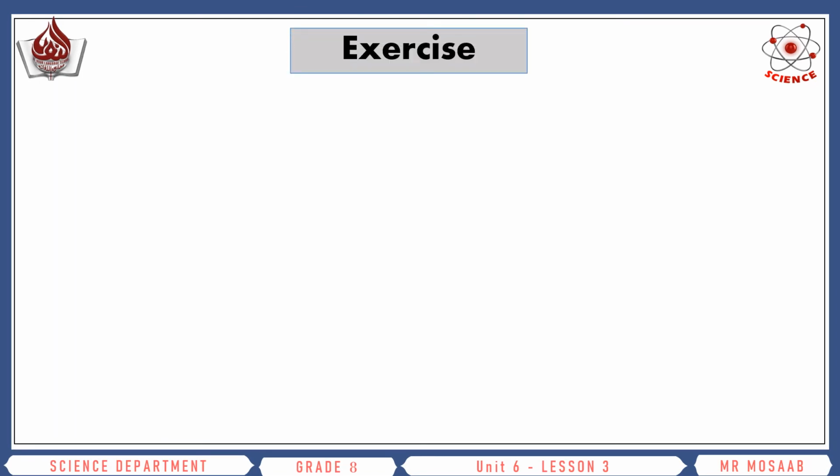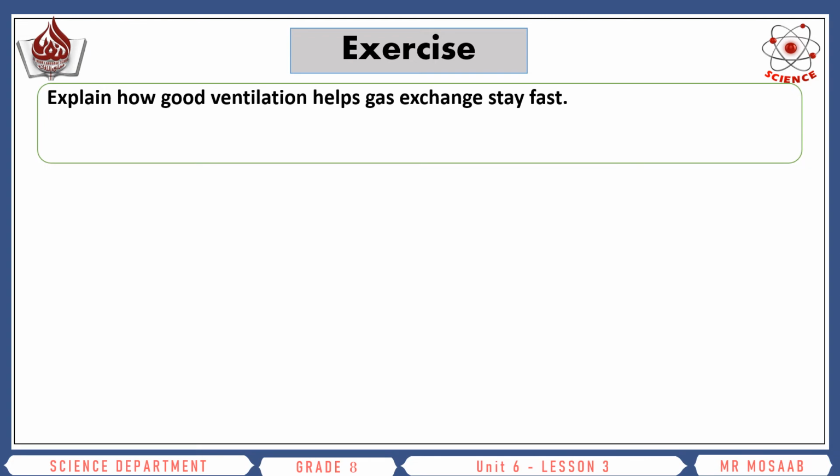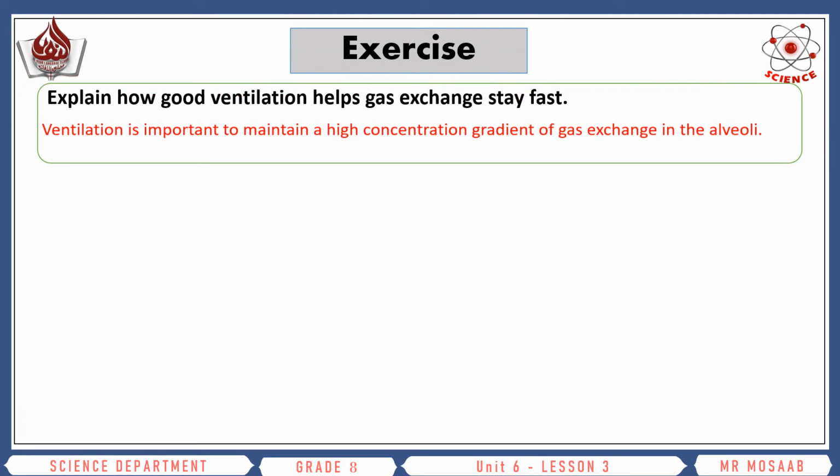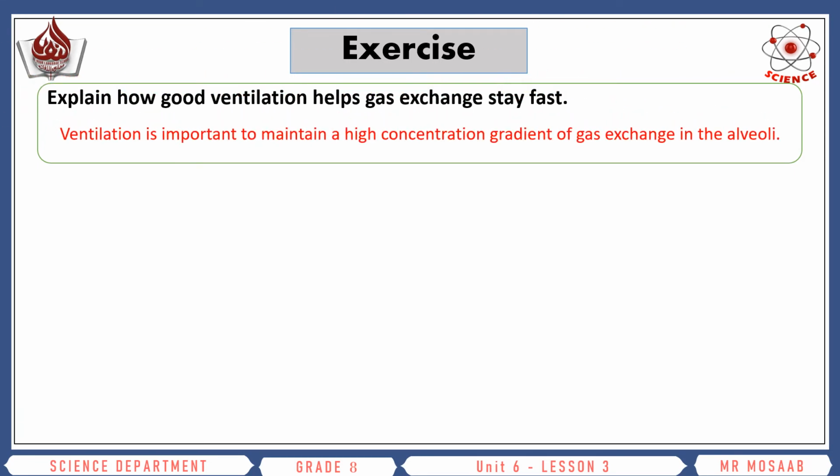Now let's see some questions. How does good ventilation help gas exchange stay fast? Exactly. Ventilation is important to maintain a high concentration gradient of gas exchange in the alveoli. Okay?